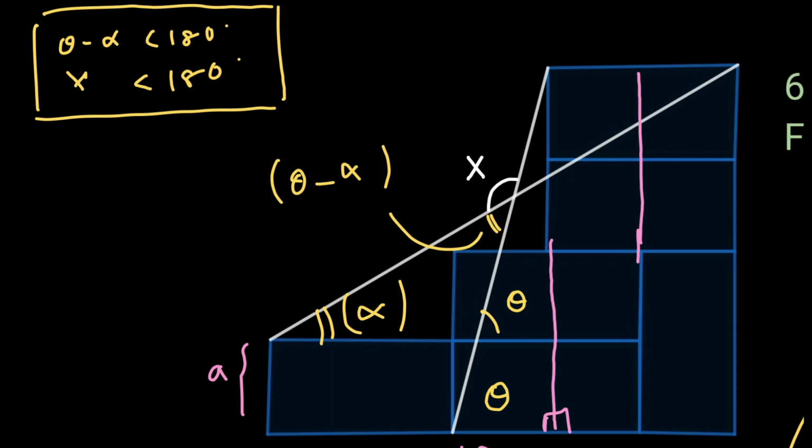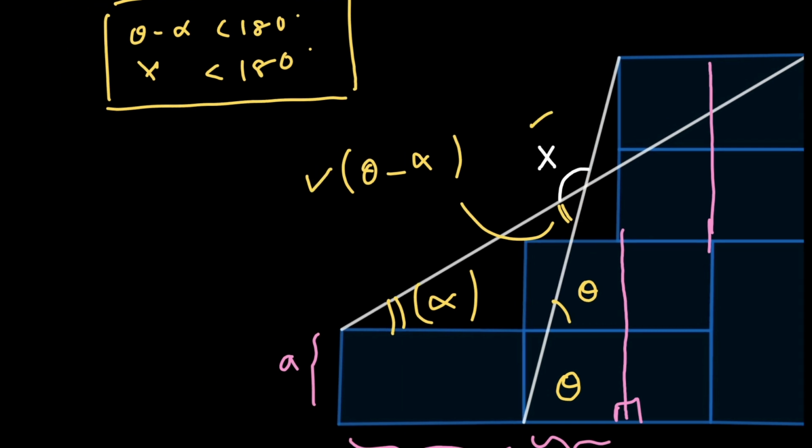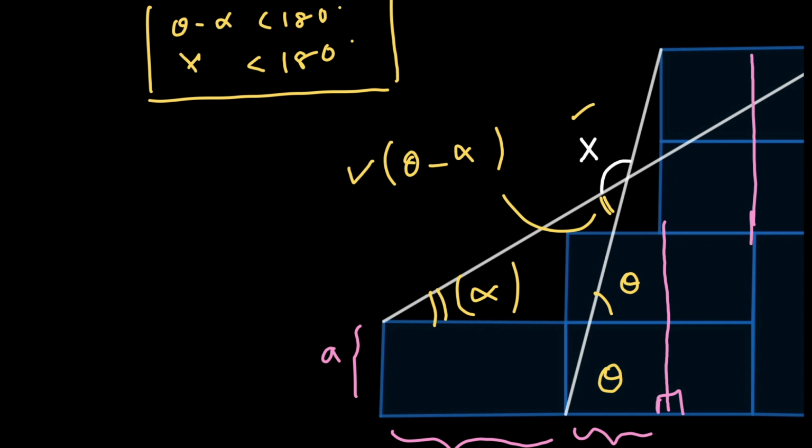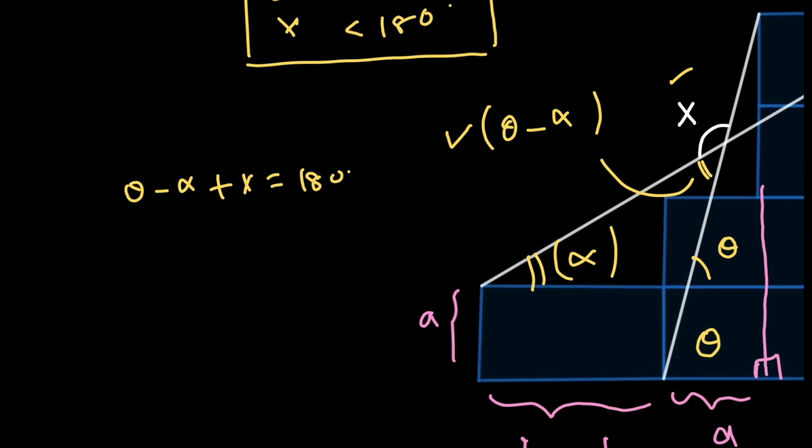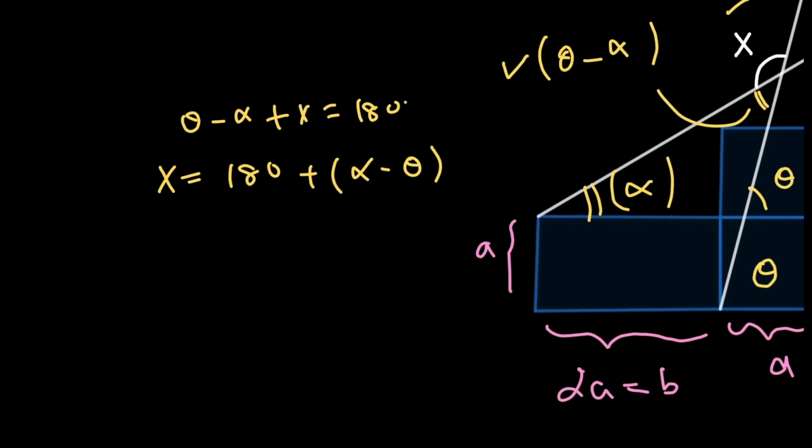Okay, now the addition of this angle and this angle would be 180 degrees by the property of linear pair. Therefore theta minus alpha plus x equals 180 degrees. If I simplify this thing in order to keep x on the left hand side, the value of x will turn out to be 180 degrees plus alpha minus theta. Now what I will do is I will simply take tangent on both of these sides, hence tangent of x would be equal to tangent of 180 degrees plus alpha minus theta.